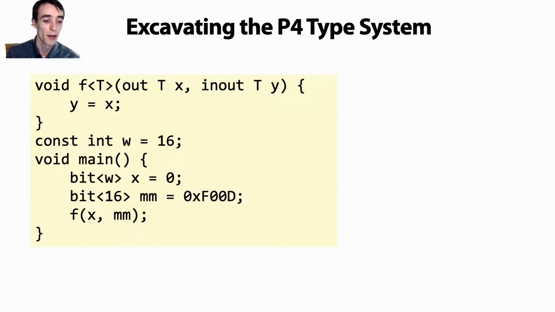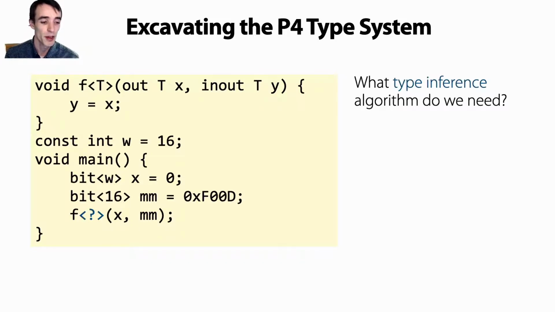Now, the first thing I see, using my PL taste, is that this call to f is missing a type argument, because f is generic. So there must be some kind of type inference happening here. And we should try to figure out what this type argument is and get a feel for how to deduce this automatically.